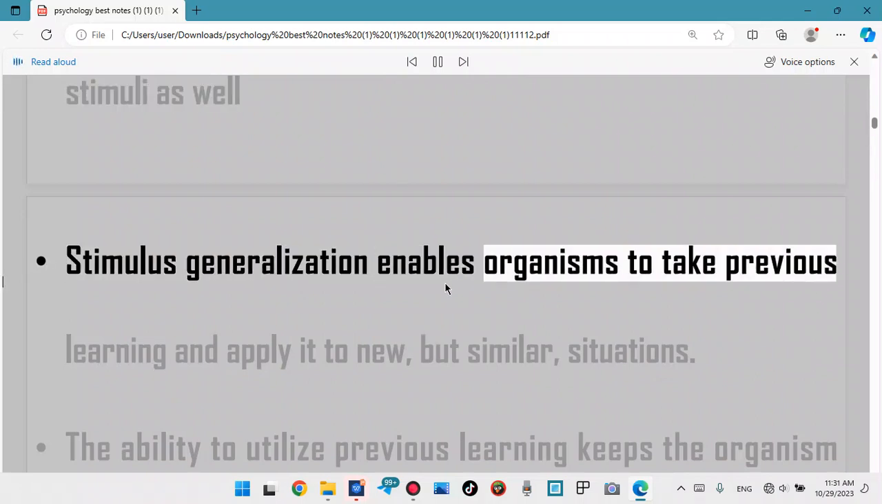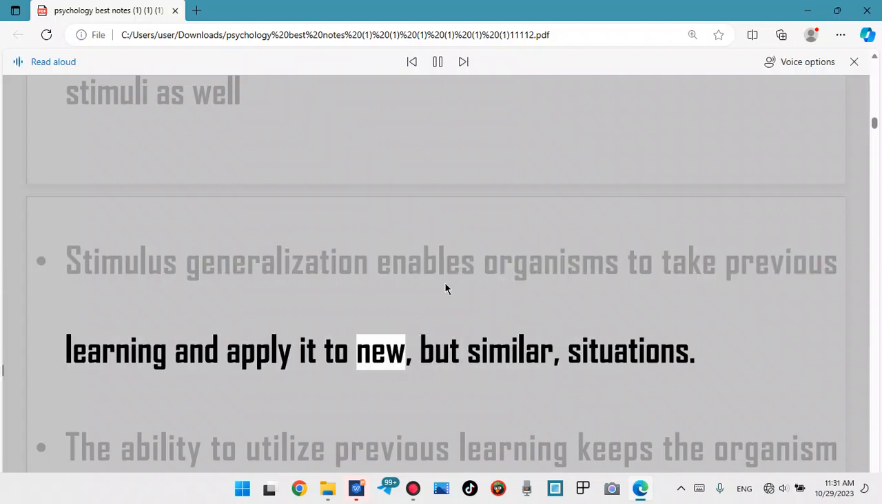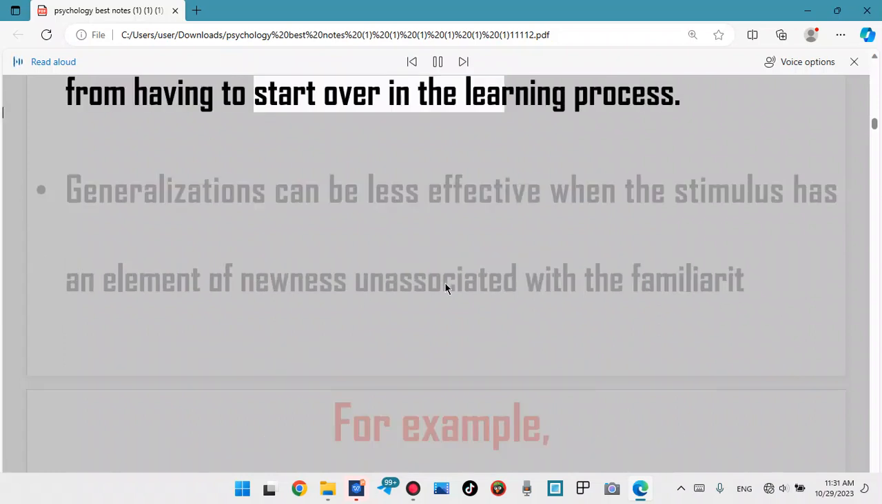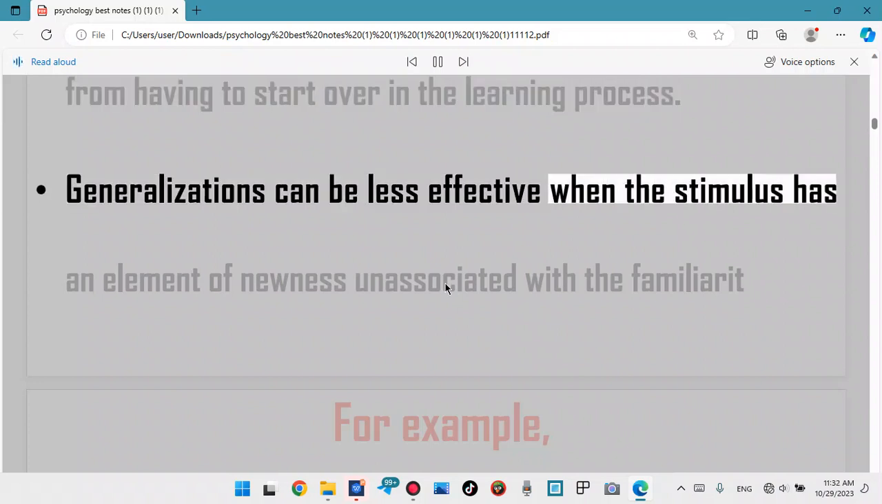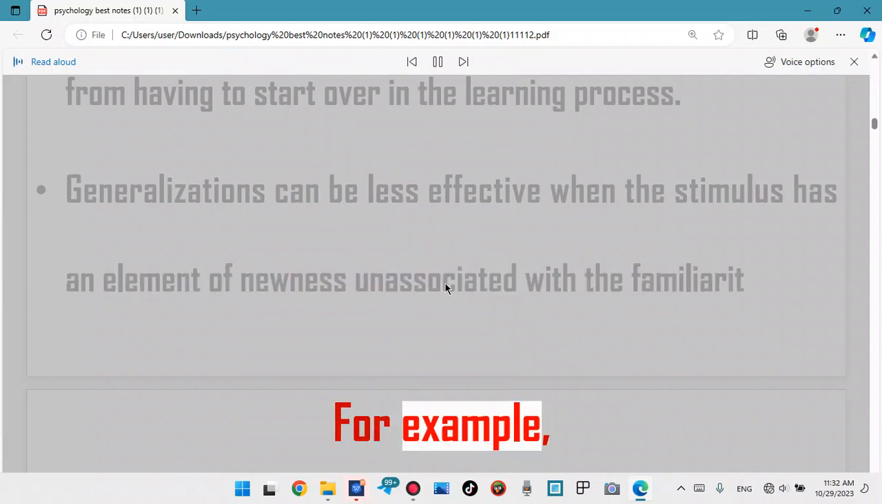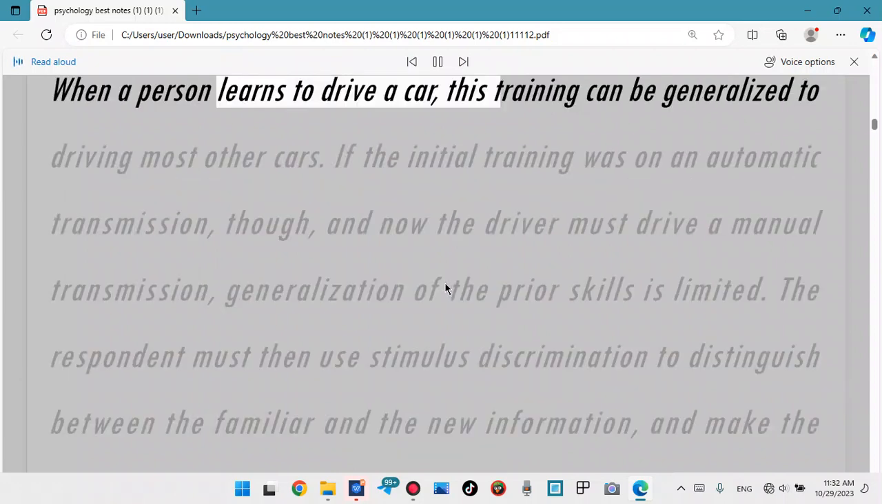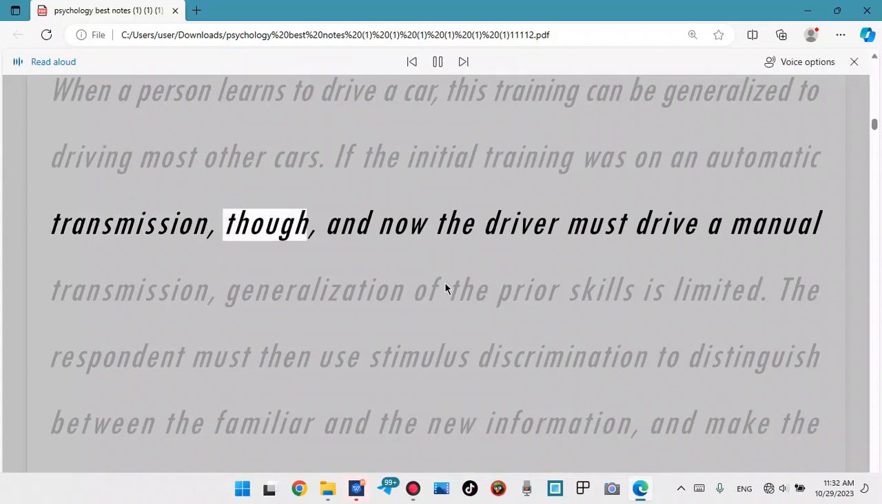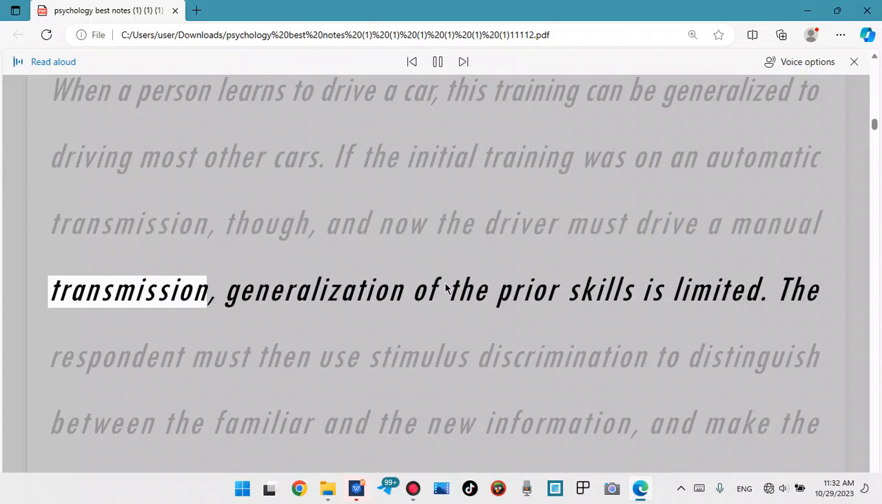Stimulus generalization enables organisms to take previous learning and apply it to new, but similar, situations. The ability to utilize previous learning keeps the organism from having to start over in the learning process. Generalizations can be less effective when the stimulus has an element of newness unassociated with the familiarity. For example, when a person learns to drive a car, this training can be generalized to driving most other cars. If the initial training was on an automatic transmission, though, and now the driver must drive a manual transmission, generalization of the prior skills is limited.